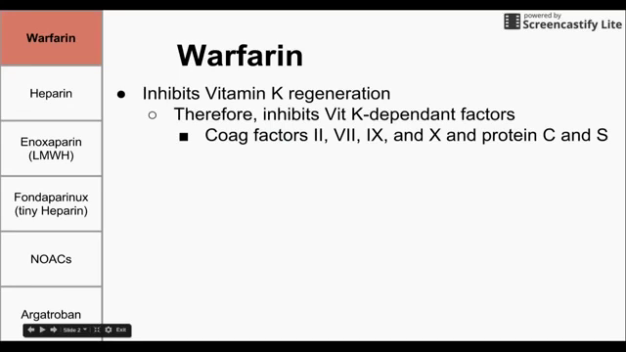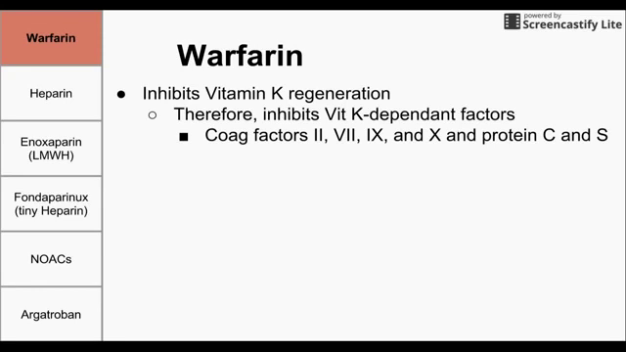We're first going to talk about warfarin. Warfarin is by far the oldest of the drugs that we're going to be talking about. Warfarin is an inhibitor of vitamin K regeneration. Vitamin K is required to make some coagulation factors, such as factors 2, 7, 9, and 10. Vitamin K is also required to make protein C and S, which have an anticoagulative effect on the coagulation cascade.